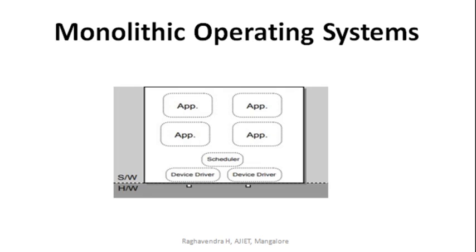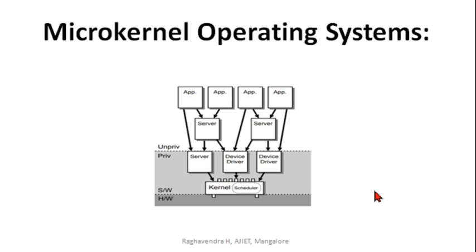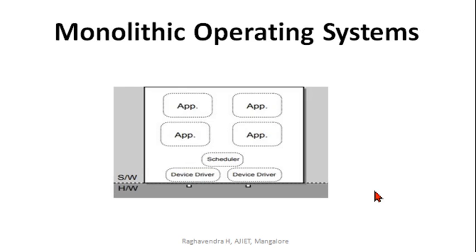Good morning, everyone. In this video, we are talking about two types of operating system: the monolithic operating system, and the second one is the microkernel operating system. From the block diagram, we'll try to understand. We have the software and hardware parts separated in the monolithic operating system. What we are talking about as the operating system is the software.